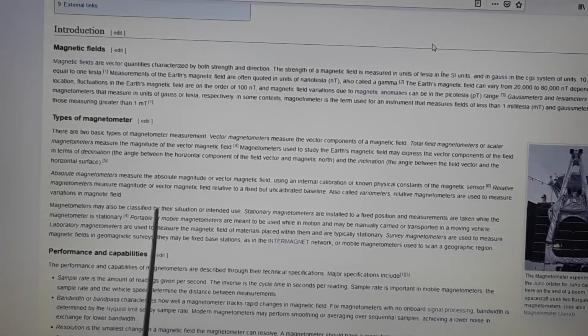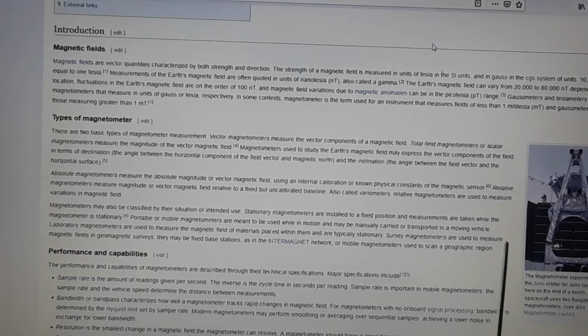Magnetometers may also be classified by their situation or intended use. Stationary magnetometers are installed in a fixed position and measurements are taken while the magnetometer is stationary. Portable or mobile magnetometers are meant to be used while in motion and may be manually carried or transported in a moving vehicle. Laboratory magnetometers are used to measure the magnetic field of materials placed within them and are typically stationary.